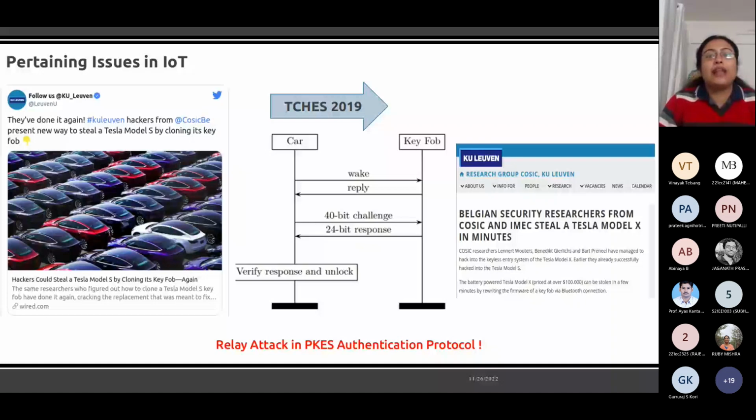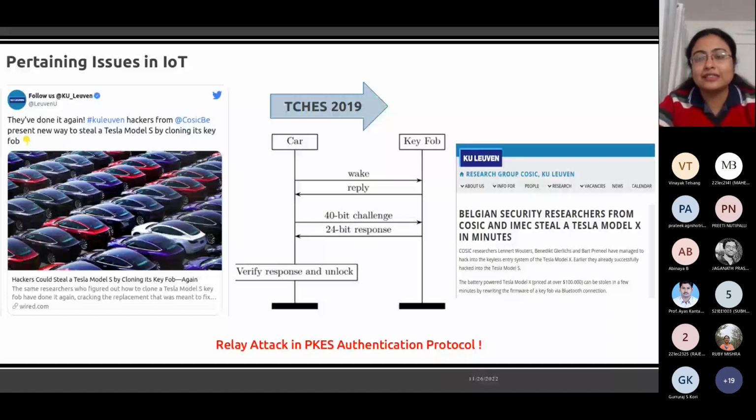As a result, there will be 2 to the power 16 challenges, and for every challenge there will be a unique response. So you only have to do a brute force of 2 to the power 16, which is very small, right, to get a correct challenge-response pair. As a result, even if you do not have the correct key fob, you can open the car.